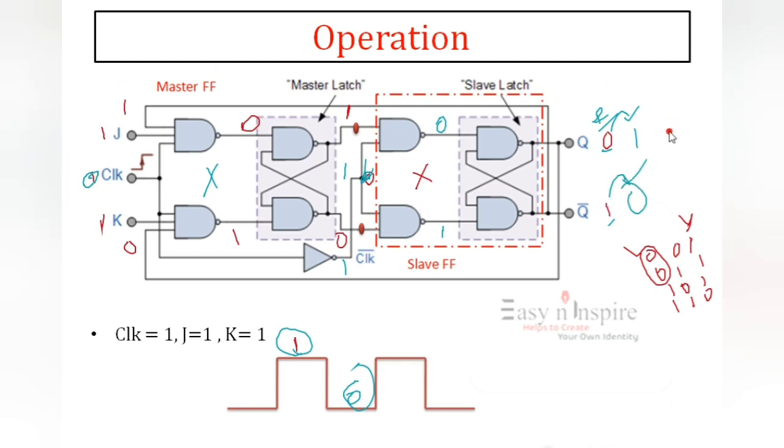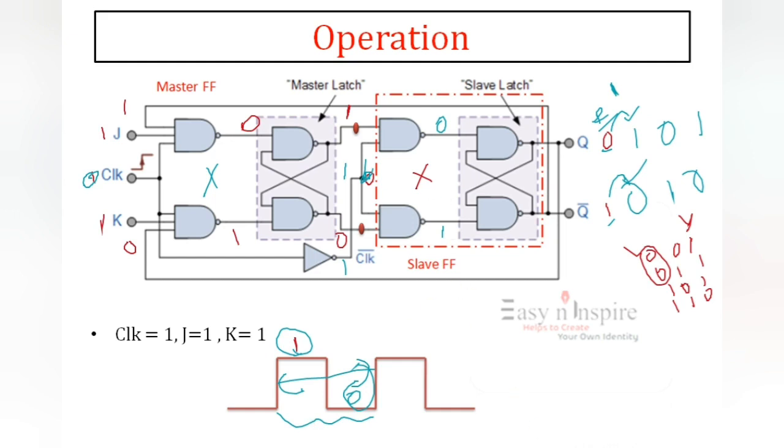Again the second time it becomes 0 and 1, again 1 and 0. So this happens only once during the whole time period. Listen carefully. This transition or this toggle happens only once during the entire clock period. This is our total time period. During the total time period, transition is happening only once.